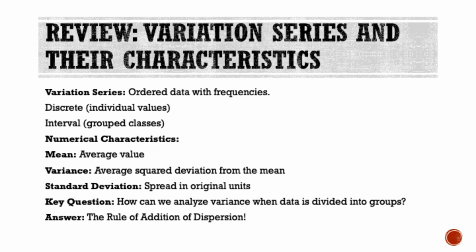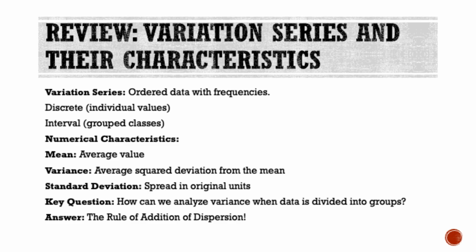Let's start with a quick review. A variation series is an ordered sequence of data with corresponding frequencies. It can be discrete with individual values or interval with grouped classes. The key numerical characteristics we use are the mean, which is the average value, the variance, which is the average squared deviation from the mean, and the standard deviation, which is the spread in original units.